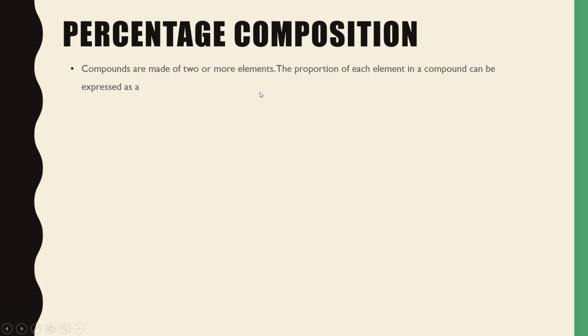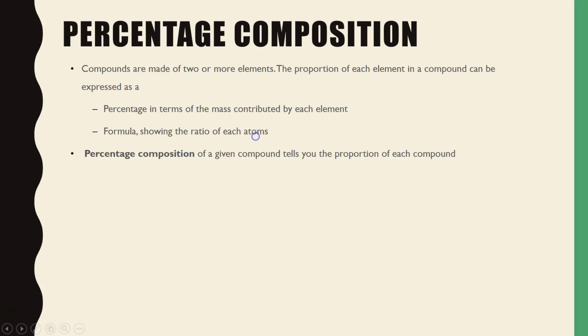So compounds are made up of two or more elements. The proportion of these elements in a compound can be expressed as either a percentage, in terms of the mass that they contribute for that element, or it may even be written as a formula, showing the ratio of each atom. Percentage composition of a given compound tells us how much of that compound, or the proportion, that there actually is.